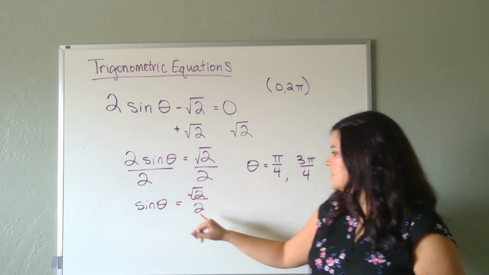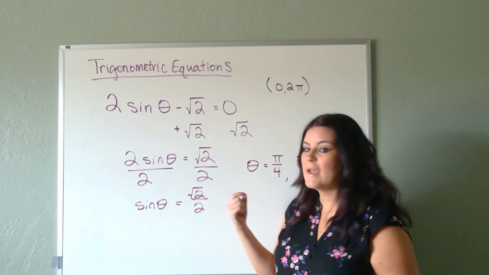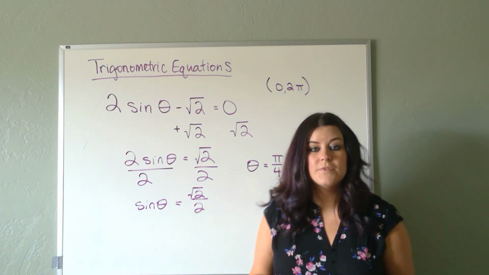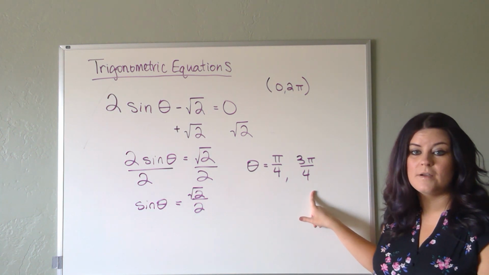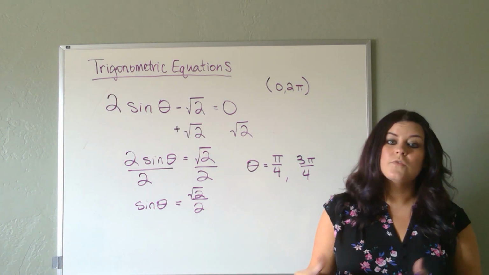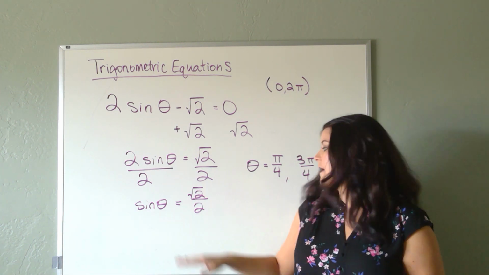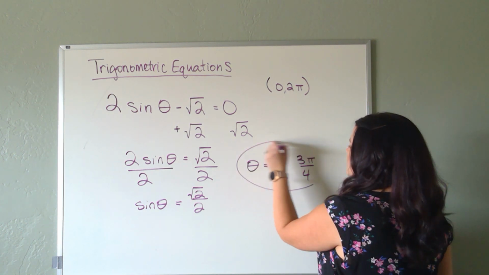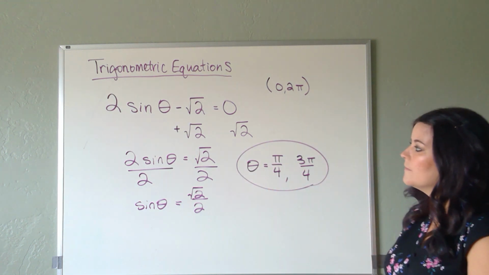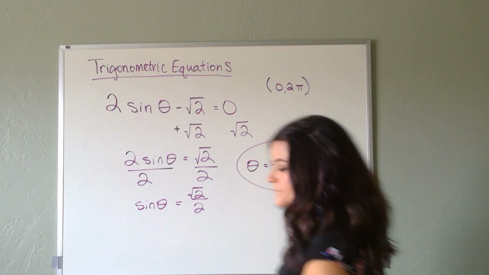You guys, we have to pay attention to the sign of our answers. Notice that sine has to be positive root 2 over 2. That's why I only get a first quadrant and a second quadrant angle as my answer. If I was in the third or fourth quadrant, the sign there would be negative root 2 over 2. So I can only use the positive ones. So for this example, I have 2 answers for theta, and I would input those and be done.